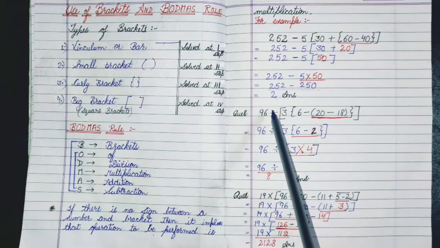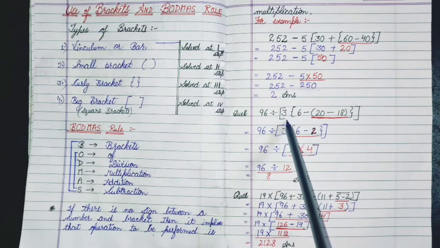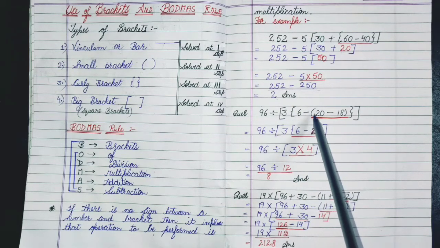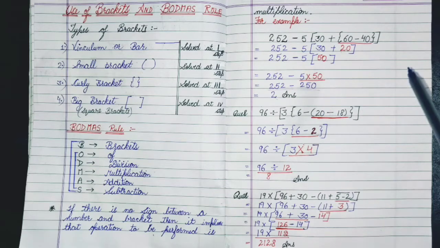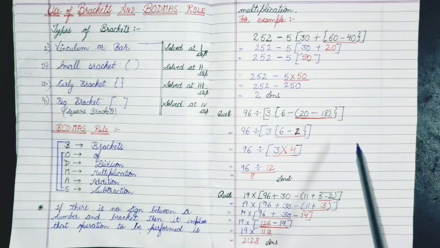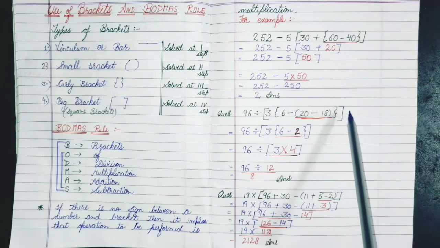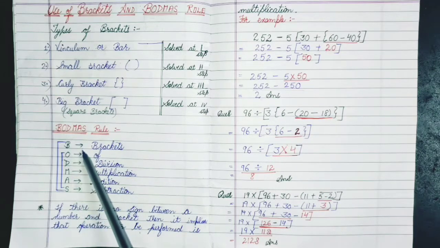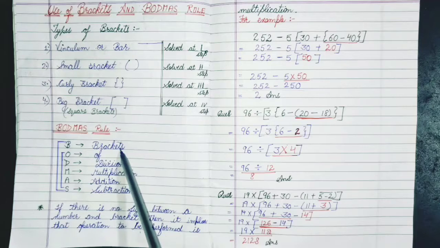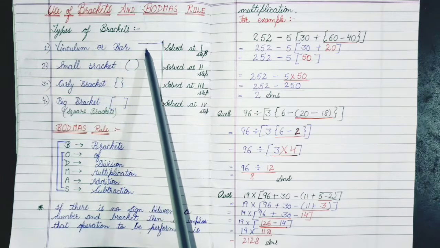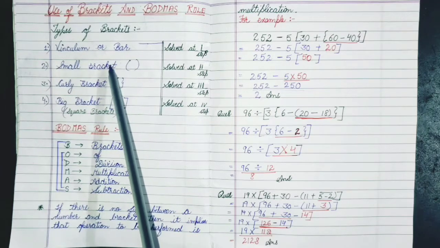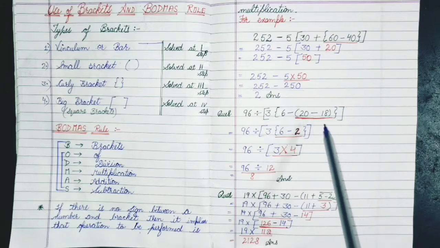96 divide big bracket 3 curly bracket 6 minus small bracket 20 minus 18 small bracket closed, then curly bracket closed, and at last the big bracket is closed. This is our question. So class, according to the BODMAS rule, we have to solve the brackets first, and under the brackets, first of all we have to solve the bar. Bar is not there, so we will go to the small brackets. Is there any small bracket? Yes, small bracket is here, so we will first of all solve it.